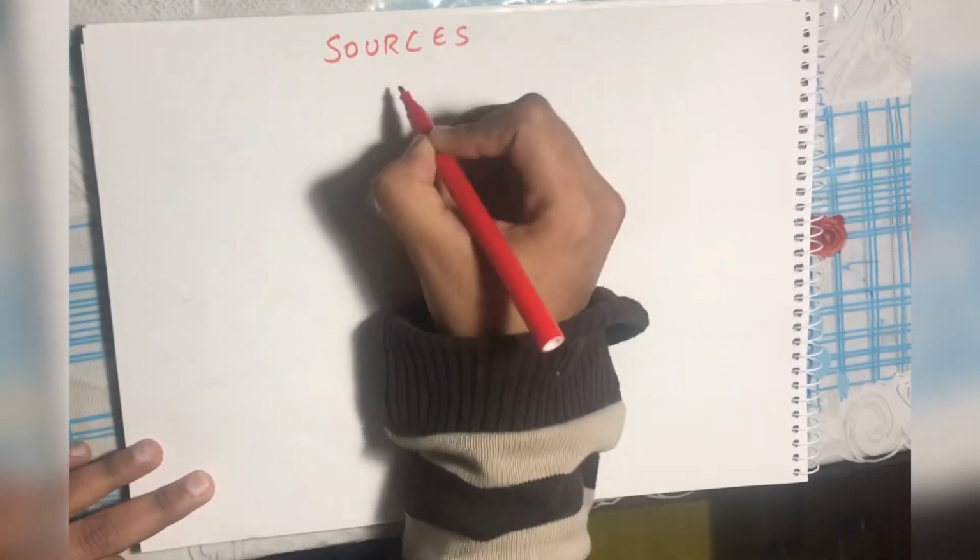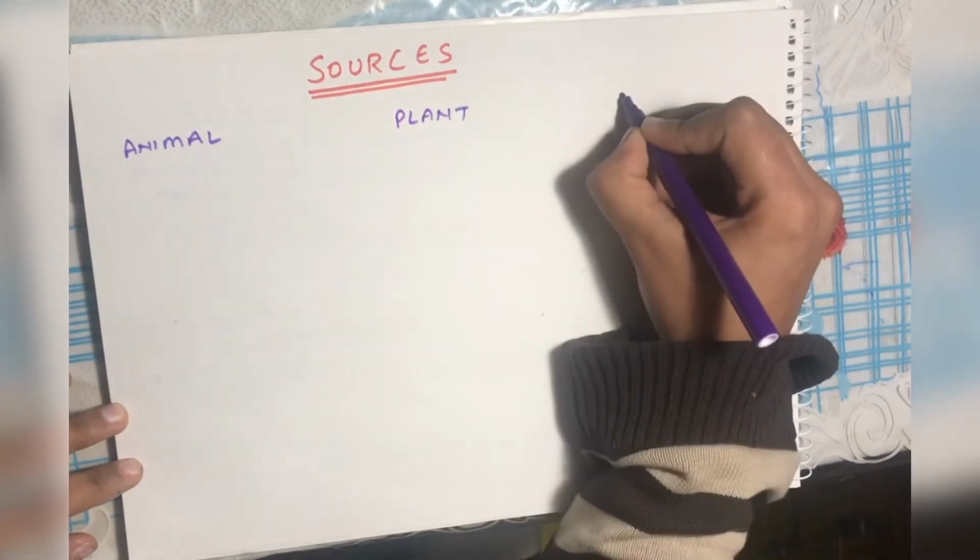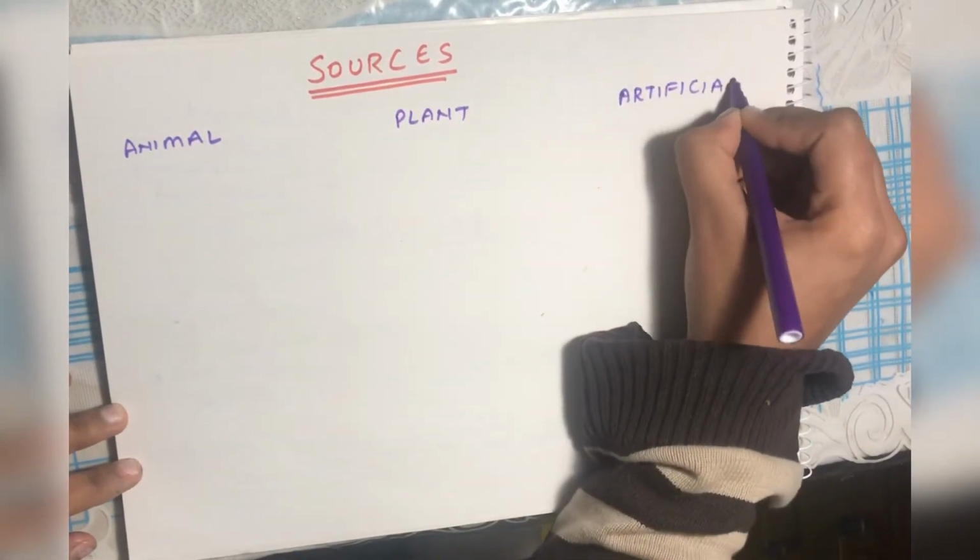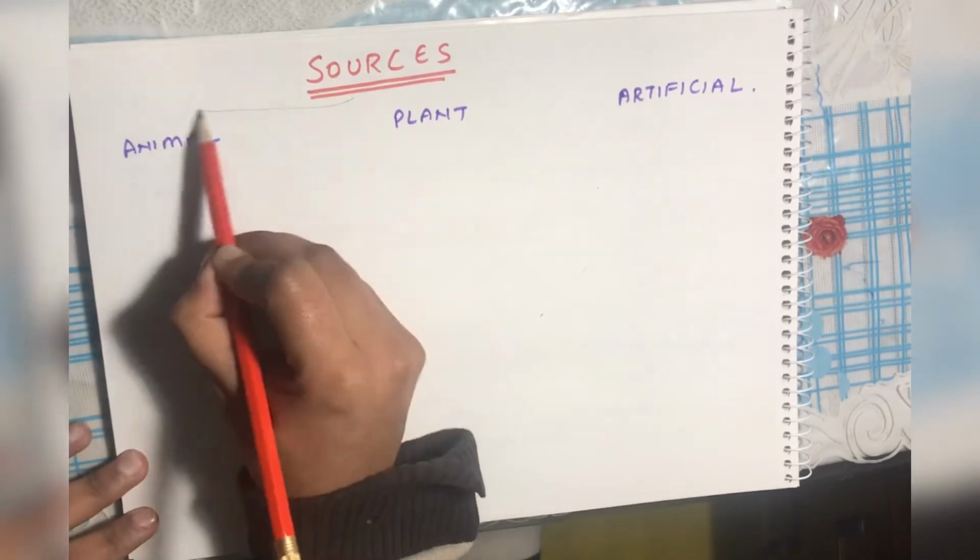So let's talk about the sources from which we can get vitamin A. Basically we have three sources from which we can get vitamin A: animal source, plant source, and artificial. Artificial is just the supplements.